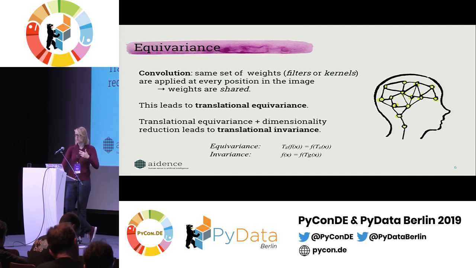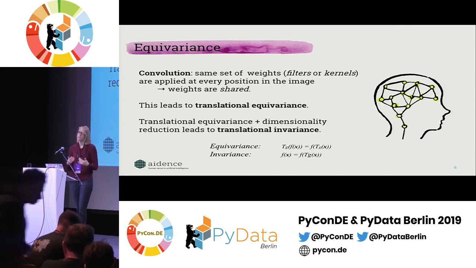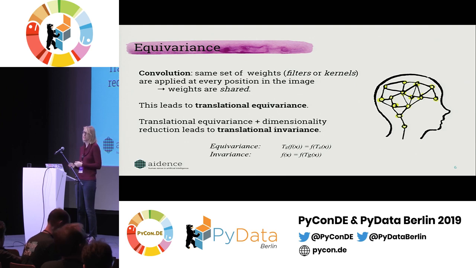So to summarize, the equivariant property of the convolutional layer itself, combined with the dimensionality reduction of the network, leads to translation invariance, which means that a shift in inputs is simply disregarded and the image still produces the same output.